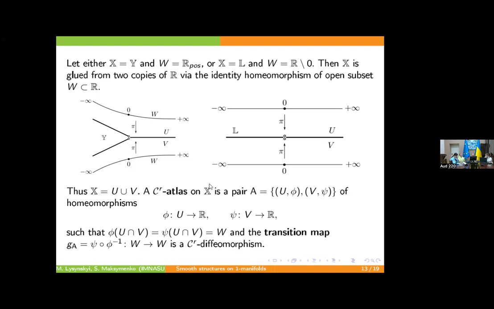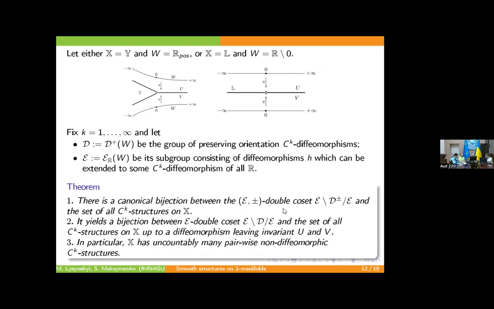Well, this map is called the transition map, and the statement in this theorem is the following. So let me put it here again. I have an atlas which defines some C^k structure, and I associate to it the corresponding double coset of the transition map.